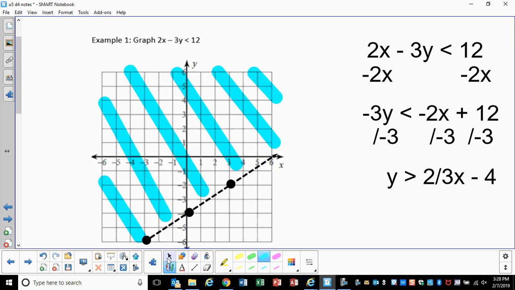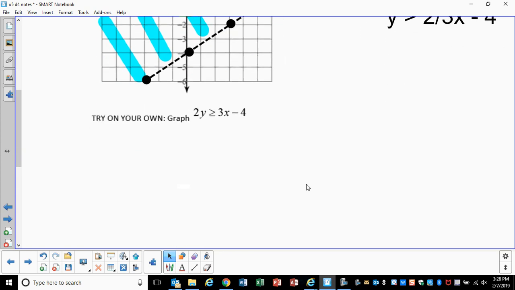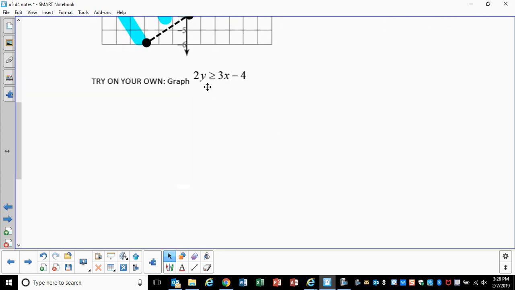Okay, so now you guys are going to try this one on your own. Get y by itself, graph the line. You have a graph on your paper, don't worry. Graph the line, figure out what kind of line it is and where to shade. And we'll talk about what that looks like next class.